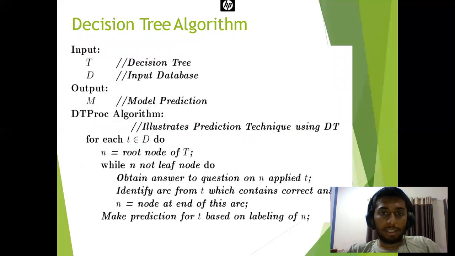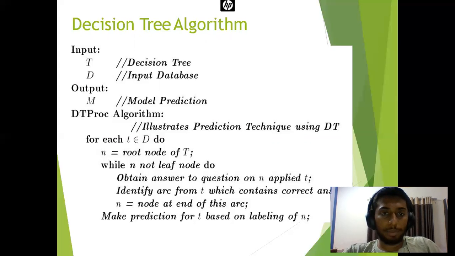Now, a decision tree algorithm. Here is something I found, basically a short note of the algorithm. In this, the input is a decision tree and an input database, and in the output, we will get the model prediction. So let's see.